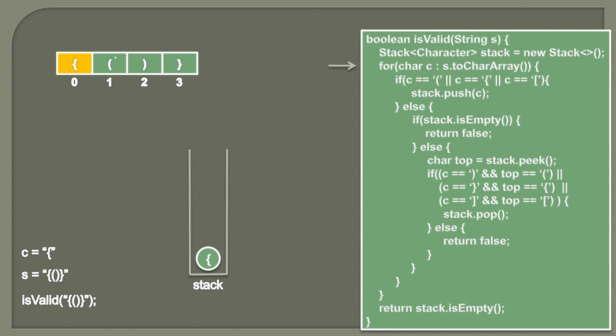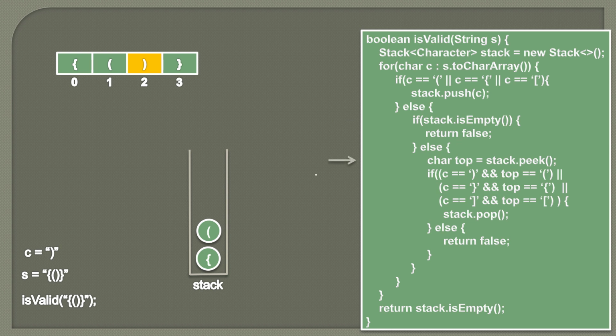The next element is the opening round bracket. So C becomes opening round bracket. So we can push it on the stack like this. Now we'll move to the next character. So C becomes the closing round bracket. So this overall condition is false because C is not equal to any of the opening brackets. Stack is not empty. So this condition comes out to be false.